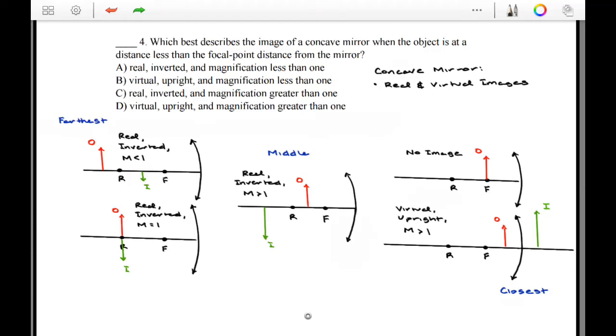Question 4 reads, which best describes the image of a concave mirror when the object is at a distance less than the focal point distance from the mirror? So what's important to know here is that we're considering the image of a concave mirror. The image of a concave mirror is going to differ significantly from that of a convex mirror.